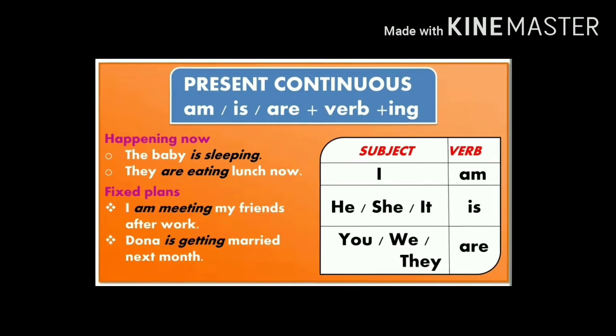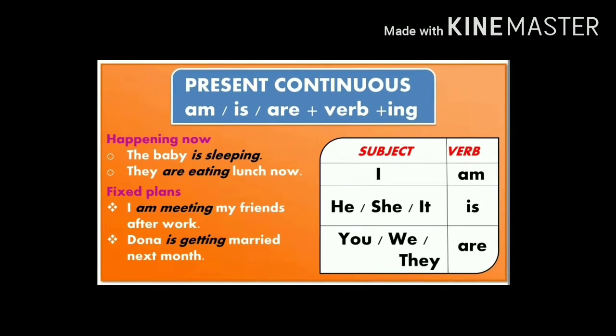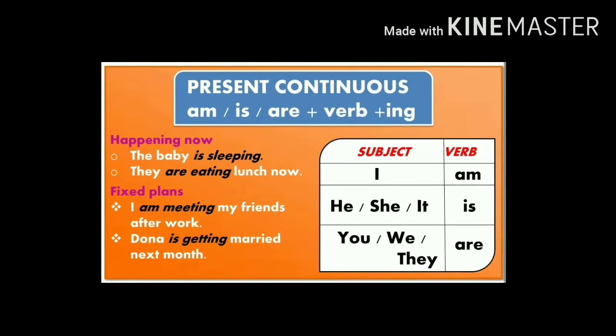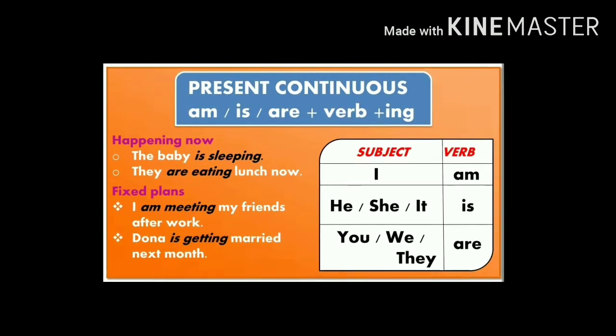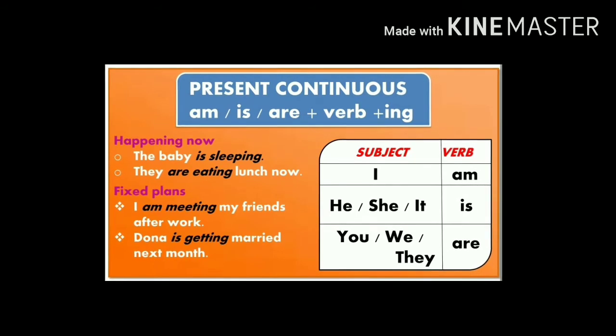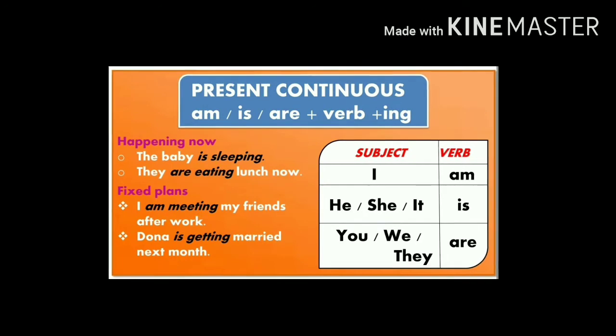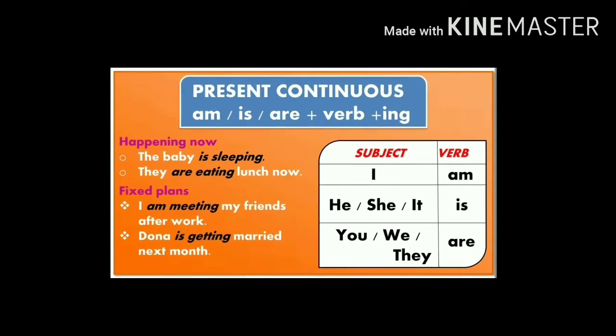Examples of happening now. The baby is sleeping. They are eating lunch now. For fixed plans, examples. I am meeting my friends after work. Donna is getting married next month. Here, look at the sentences.